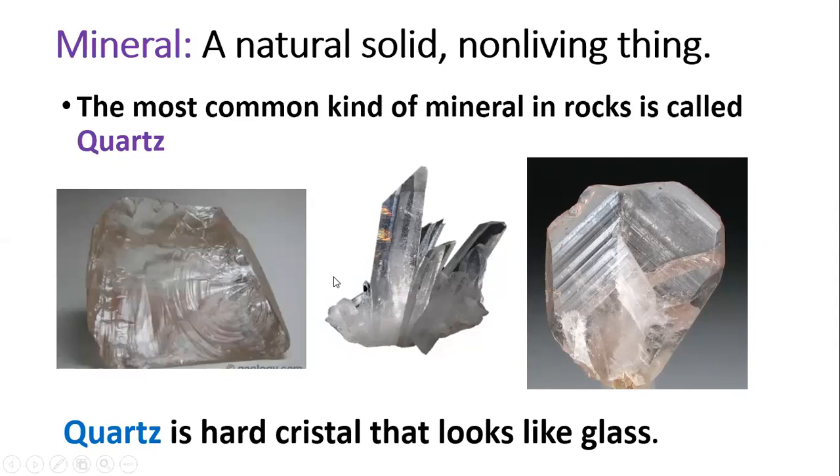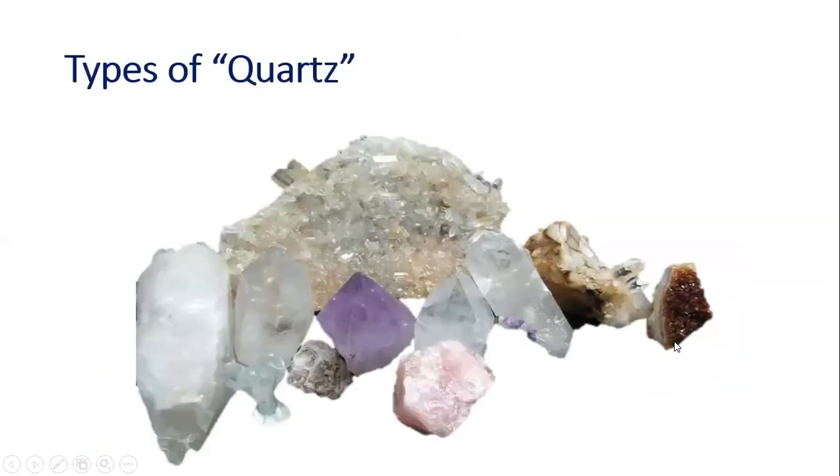Here, you have some examples of this type of mineral. This is quartz. Quartz is a hard crystal that looks like glass, as you can see here. And here in this picture, you can see different types of quartz, of different colors, like purple, pink, white, and other colors.